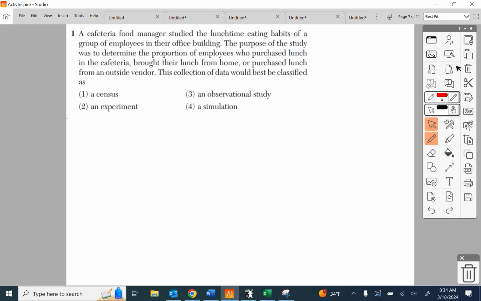All right. Then we have the EOC practice. A cafeteria food manager studied the lunchtime eating habits of a group of employees in their office building. The purpose of the study was to determine the proportion of employees who purchased lunch from the cafeteria, brought their lunch from home, or purchased lunch from an outside vendor. The collection of data would best be classified as probably an observational study.